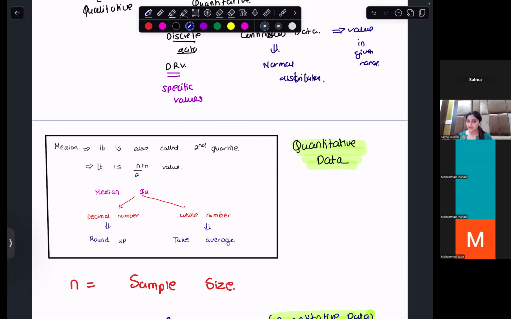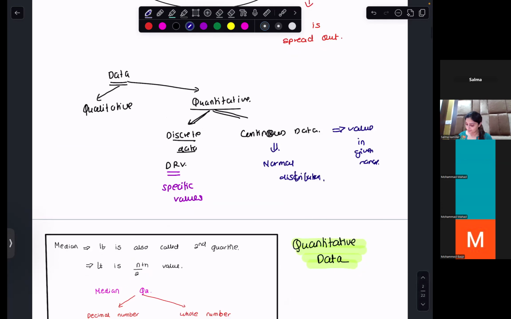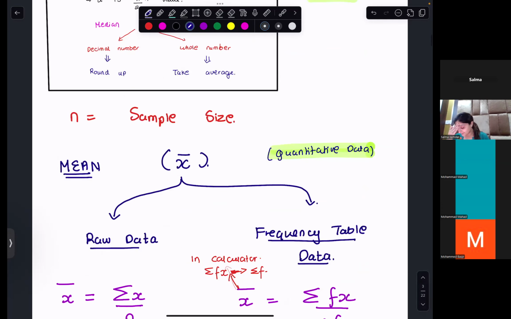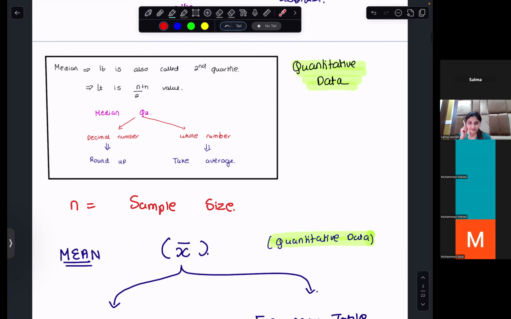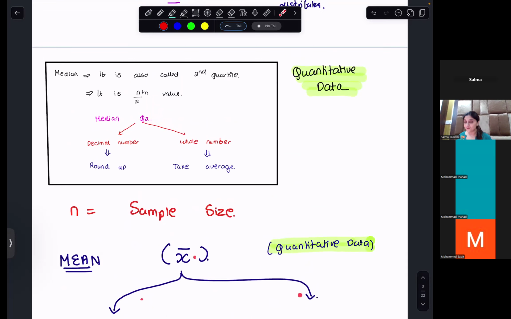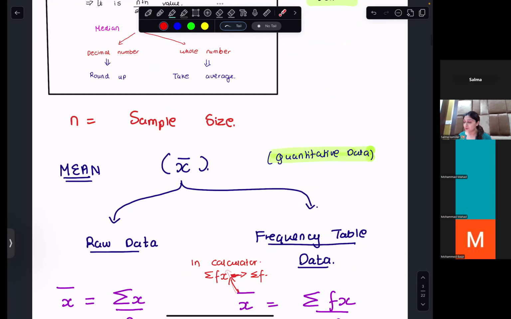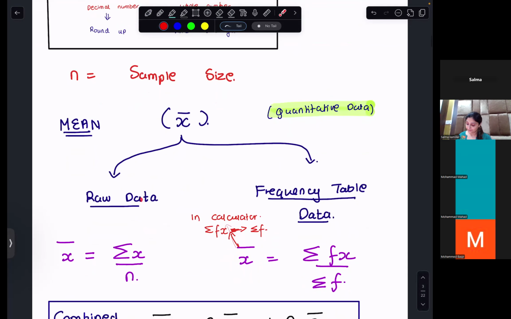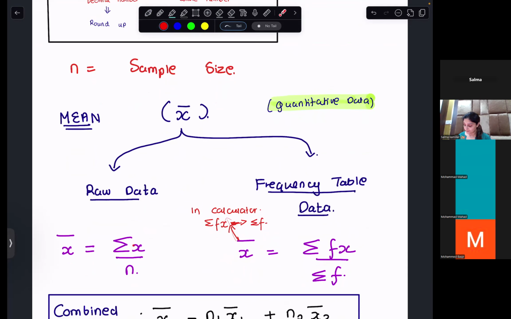Now let's talk about the mean. What is a mean? It is the average. How do you write the mean? X bar. What is n? Sample size. Mean can be calculated for raw data and grouped data. How do you write the mean for raw data? X bar is equal to sigma x divided by n.